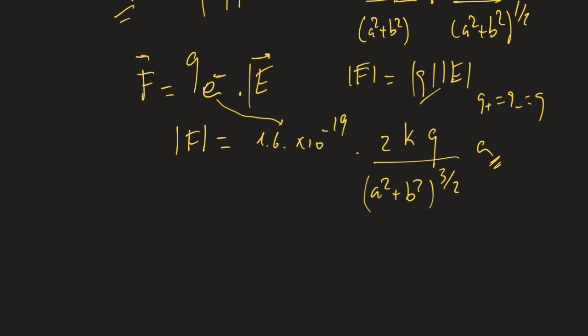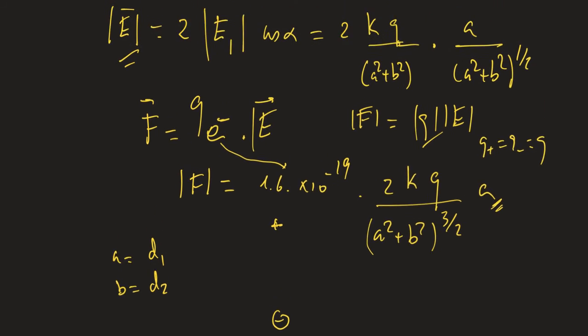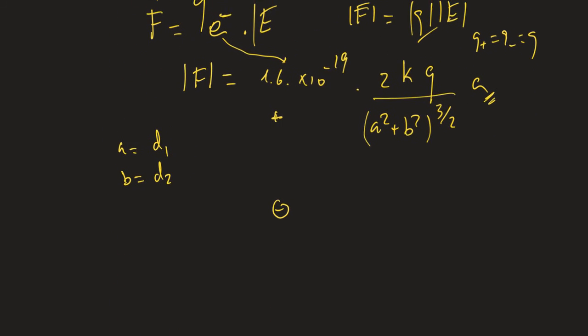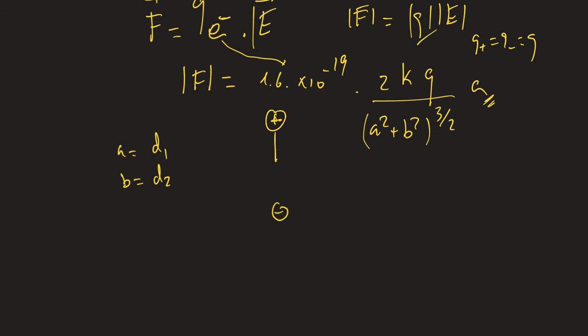Let's call it this distance. Instead of A and B, A I'm going to call it D1, and B I'm going to call it D2, and the hypotenuse, so this is the charge. Positive and negative. So this is the charge. I have called this D1. I have named this distance D2. I have named this distance D.